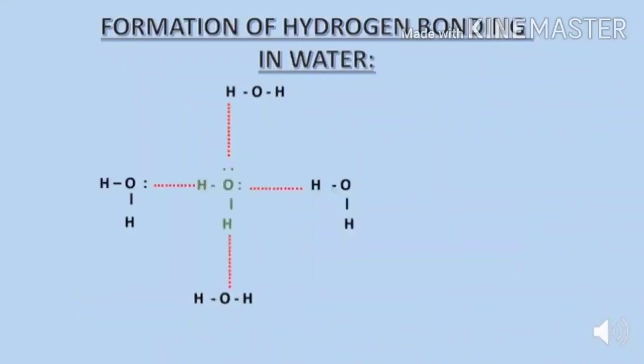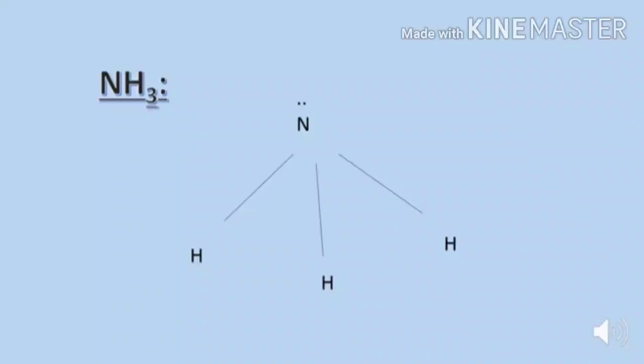For this, here we have taken 4 molecules of water, and in the center the 5th molecule is present. All these 5 molecules are joined together by hydrogen bonding, and this hydrogen bonding is represented by a red dotted line. Next molecule is ammonia.